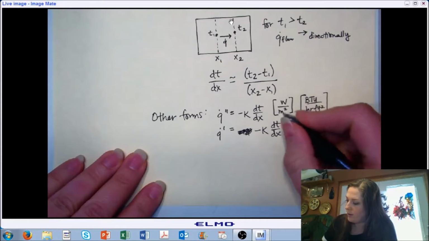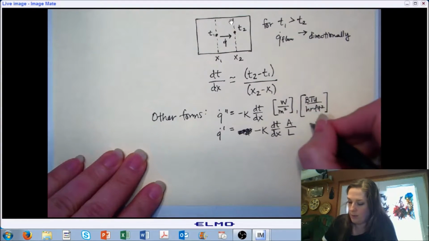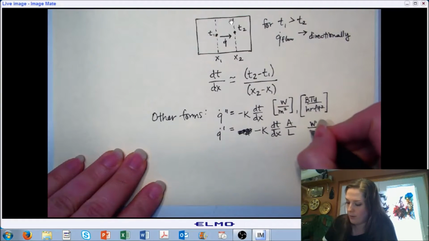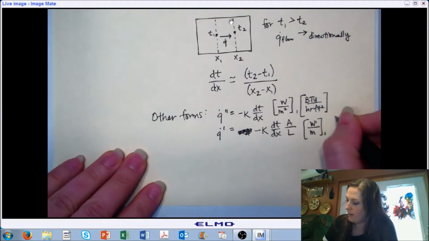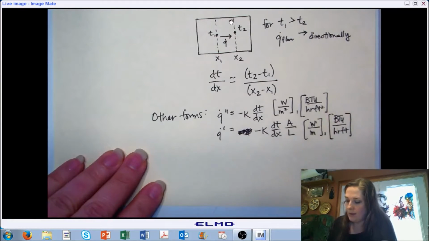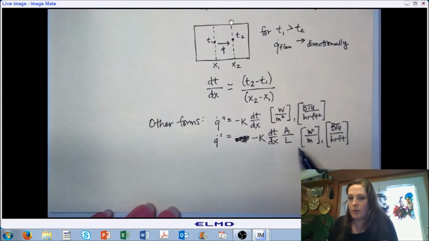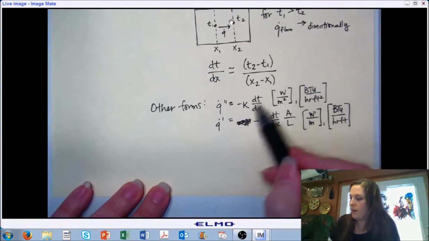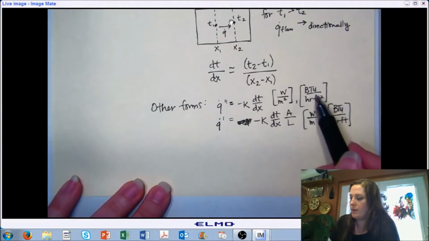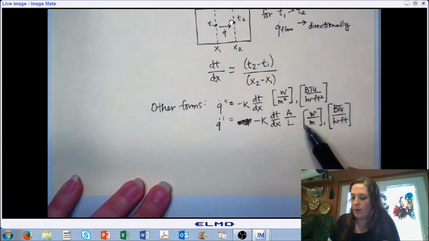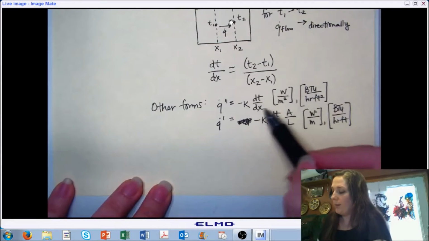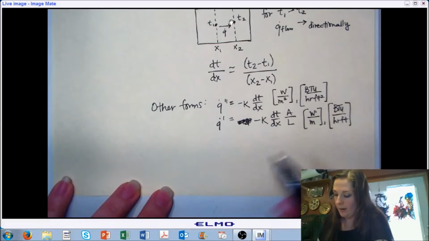Let's get some units on here. So if you're on a per area basis, you need per area in there, and if you're on a per unit area basis, then you end up with a length unit in the denominator. And let's do a little sketch to help us better think about this: total area, per unit area, per unit length.